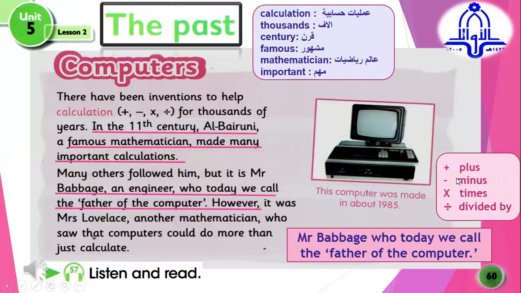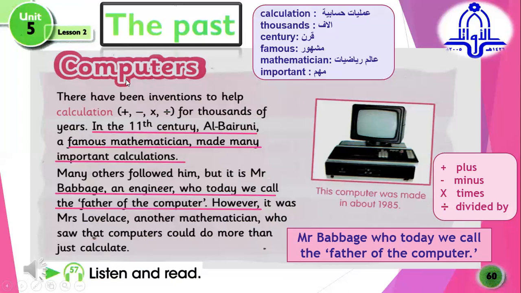Also just remember the calculations. Note how to read calculations. This sign is plus. This sign is minus. This sign is times, meaning multiplication. And this sign is divided by, it means division. These are the important calculations.